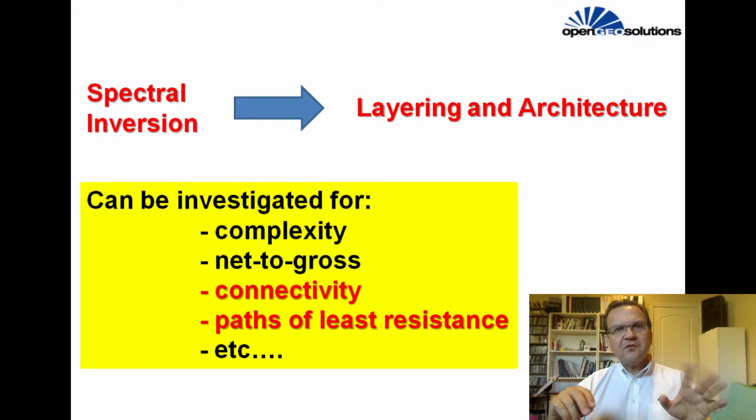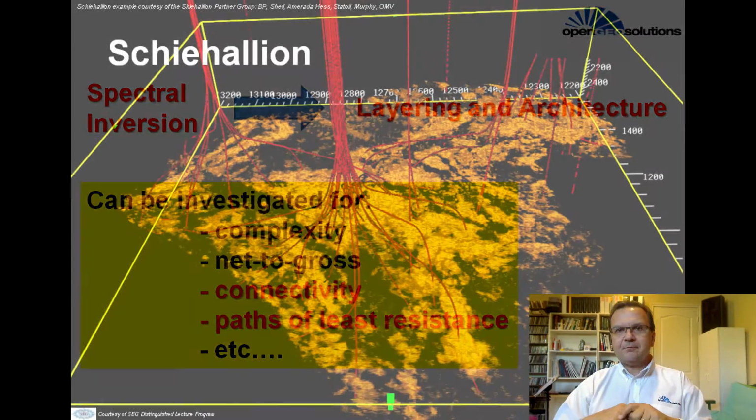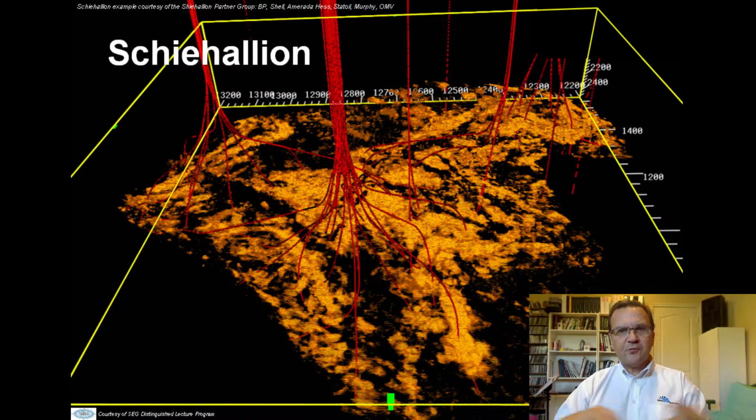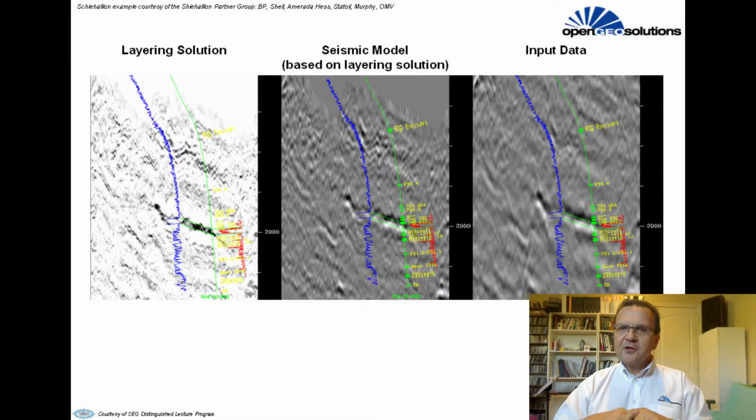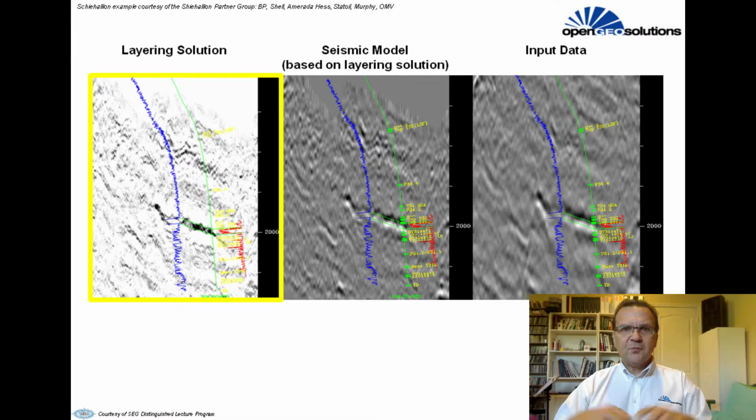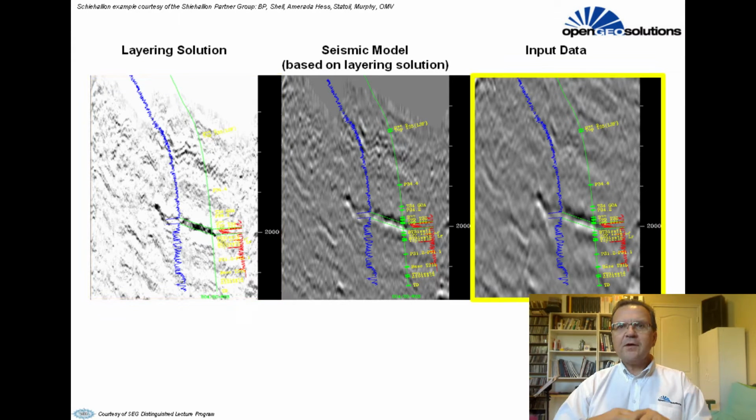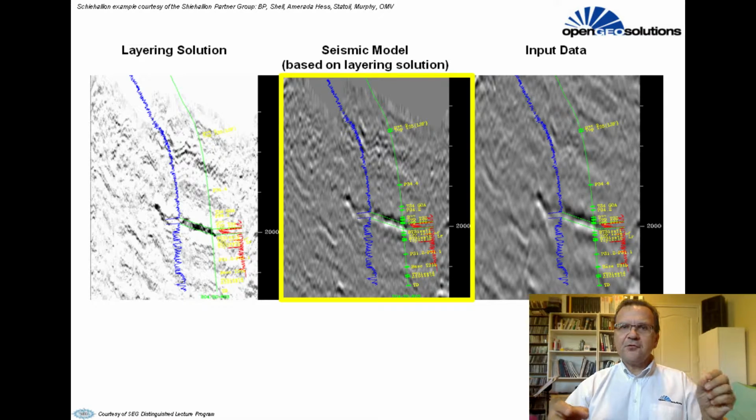To illustrate, let's look at an example from Schiehallion, a field that has a number of injector and producer wells. Here, we see a 3D surface extracted from the predicted layering solution. Now, let's look at a cross-section through a well location. On the left, we see a spectral layering solution. On the right is the input seismic data. And in the middle, we see a filtered reflectivity model based on the layering solution.